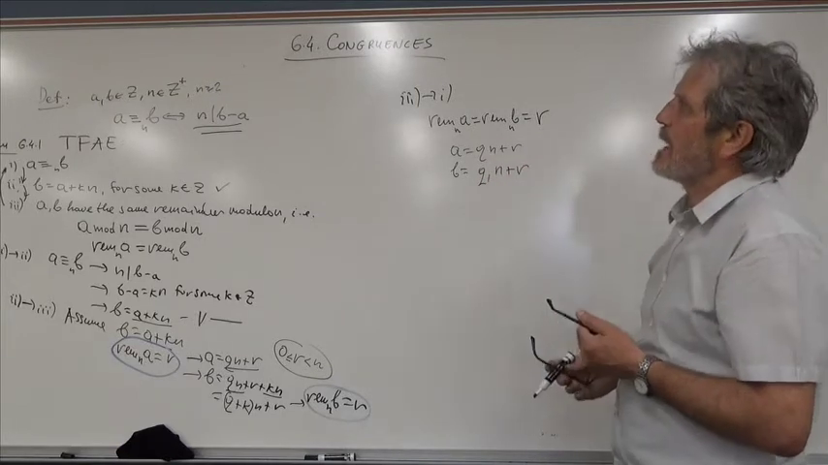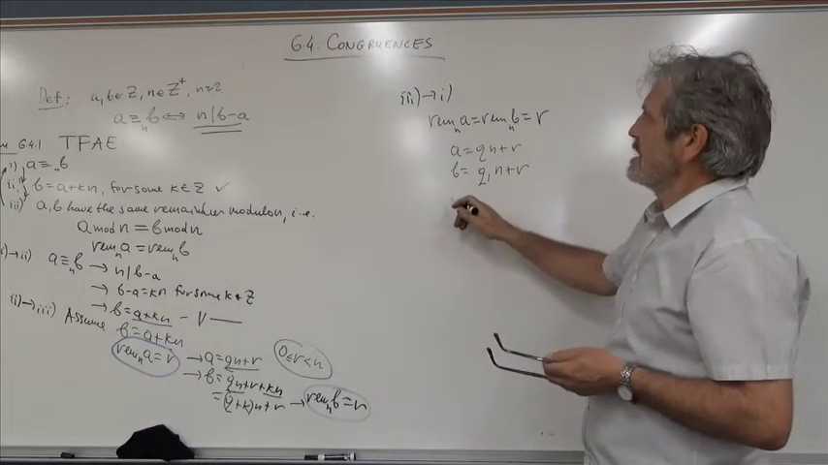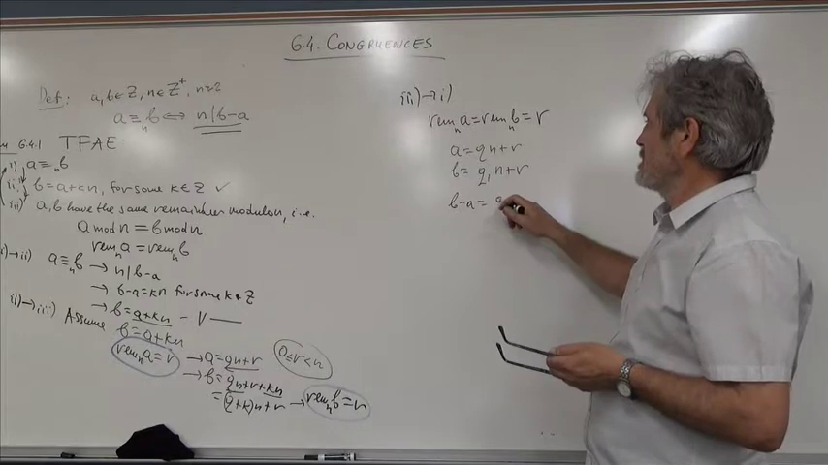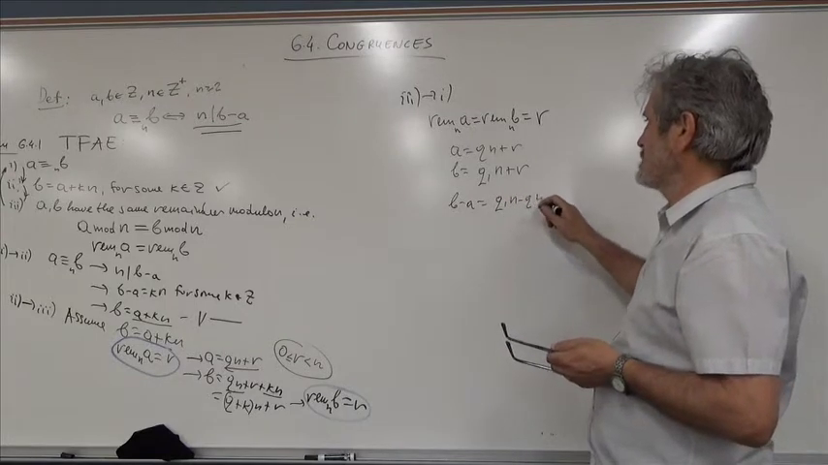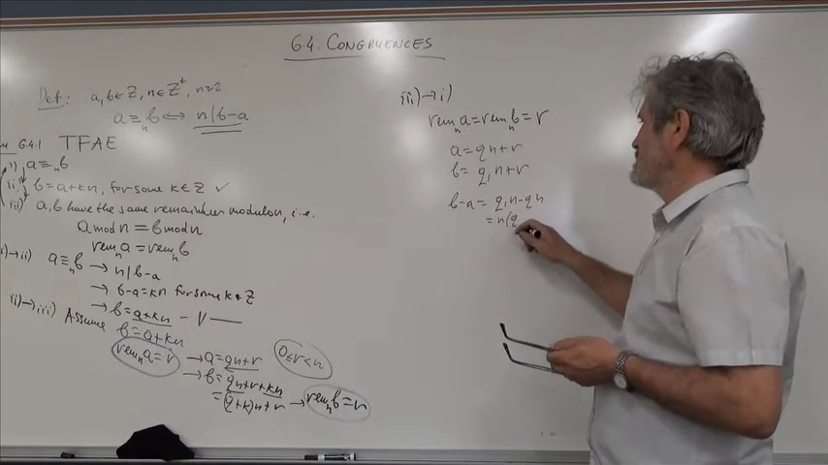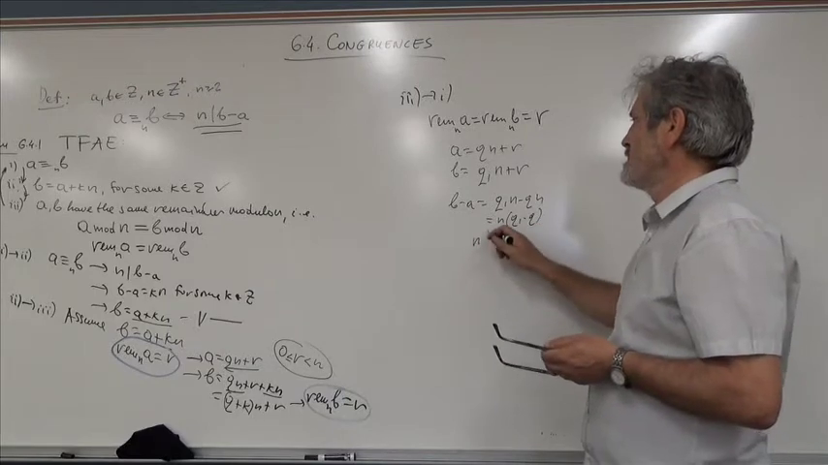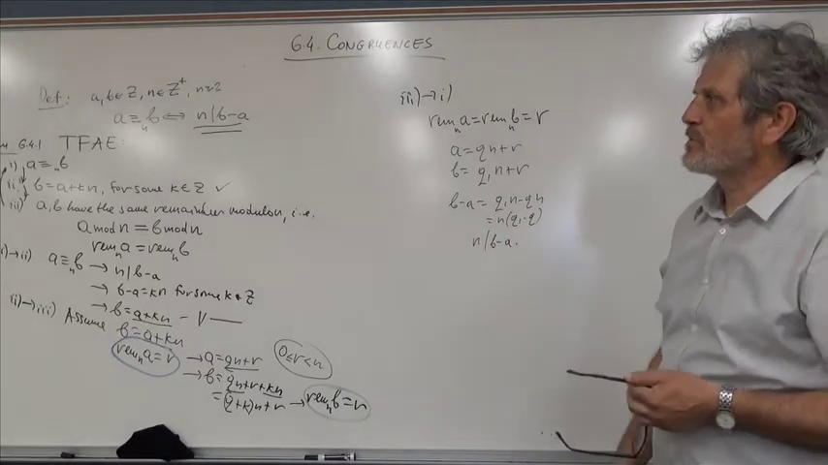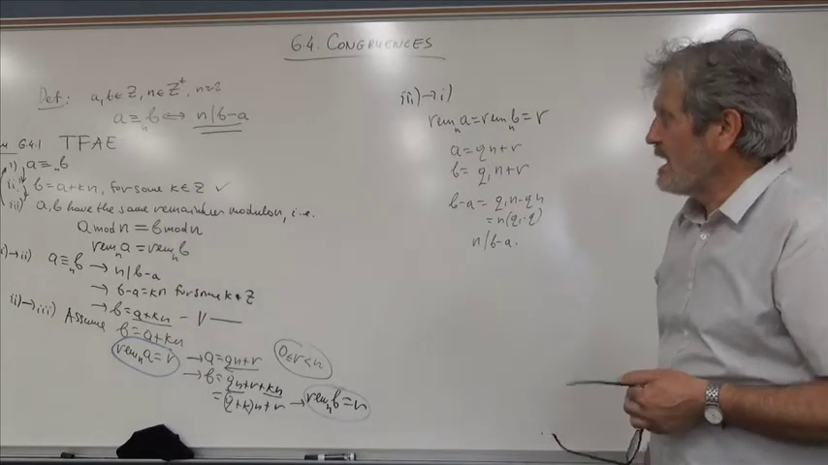And then what? Then I have B minus A. R and R cancel. So I'll get Q1n minus Qn, which is n times (Q1 minus Q), so n divides B minus A. Here it is. So we proved that all these three are equivalent.